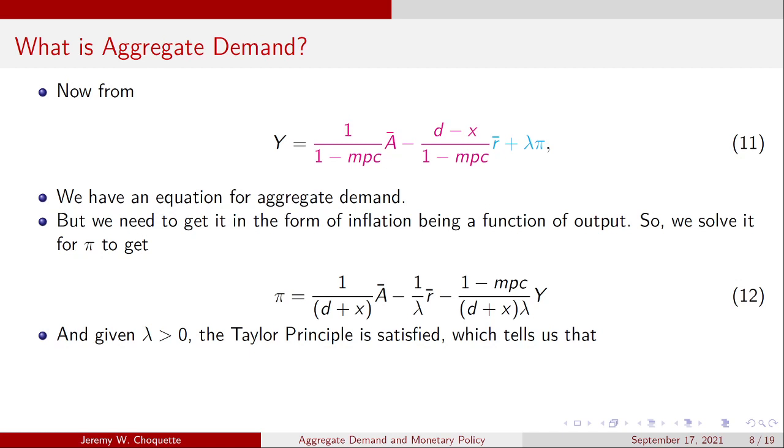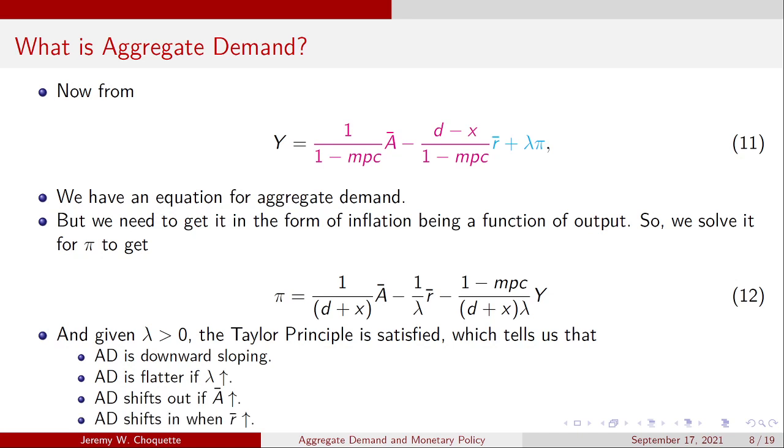Now, given, of course, lambda is greater than 0, Taylor principle satisfied, when that happens, this tells us that one, aggregate demand is downward sloping. Two, aggregate demand is flatter if this lambda increases. And aggregate demand shifts out if this A bar increases, and it shifts in whenever this R bar increases.